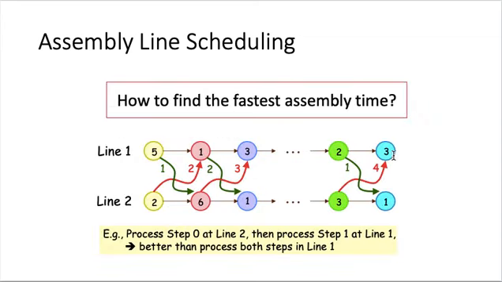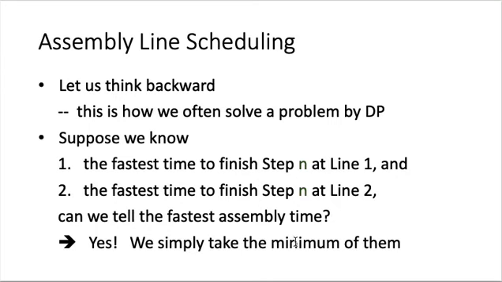So if we know the fastest time that we can reach this point, finishing everything here, and the fastest time that we can reach this point and finishing everything here, then can we know what is the fastest assembly time? Yeah, then this will be really a very, very trivial question, right? Because we already know the best way to reach here and finishing this step, and also the best way to finish here, finishing this step. Then we just need to find out whichever gives us the minimum. Okay, the better will be the fastest time overall.